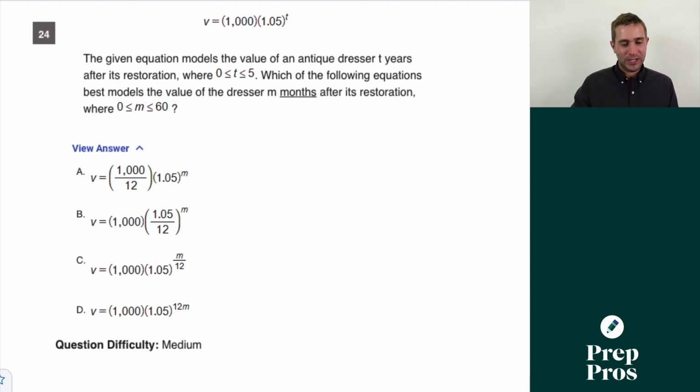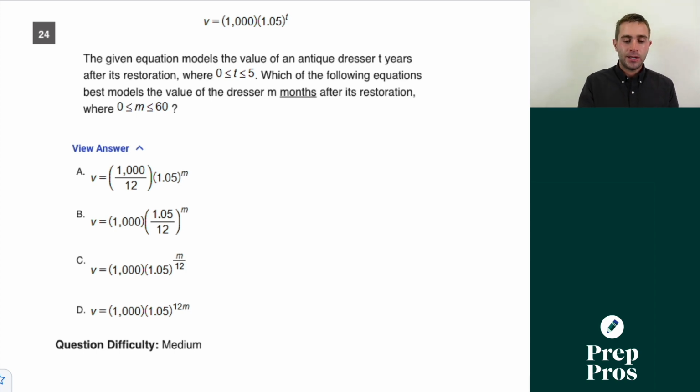Question 24 here. The given equation models the value of an antique dresser t years after its restoration, where 0 is less than or equal to t is less than or equal to 5. Which of the following equations best models the value of the dresser m months after its restoration, where 0 is less than m is less than 60?